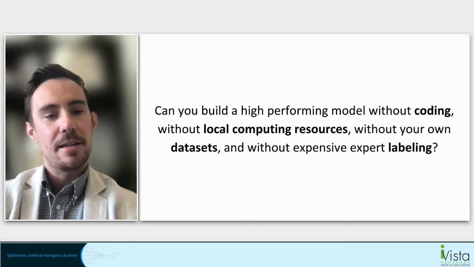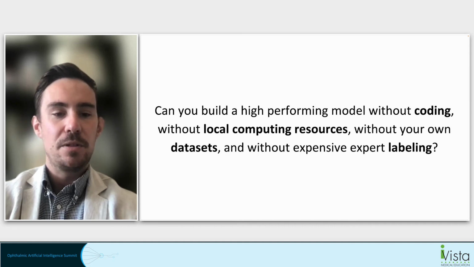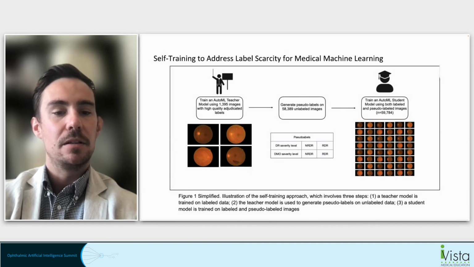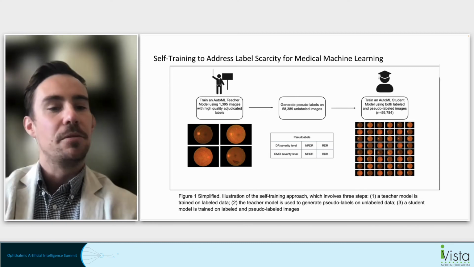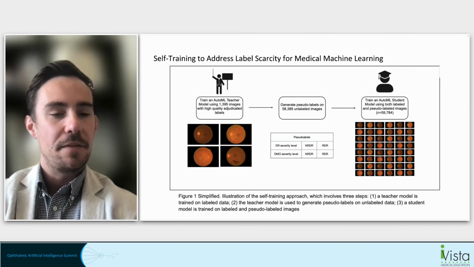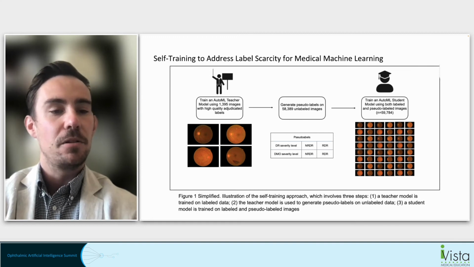So the question remains, can you build a high performing model without coding, without computing resources on premises, without your own data, and without expensive expert labeling? So let's go to the labeling component. In follow-up work, which is unpublished at the moment, we utilize this framework of self-training to address label scarcity. So what we did on the left side, you can see we first trained what's called the teacher model, where we used high quality labels, which were publicly available, to train a small, well-performing model.